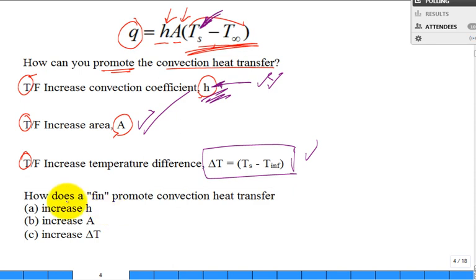So, how does the fin work? It does not promote h. It does not promote a larger delta T. It increases the area. So simple. It's so simple, isn't it?